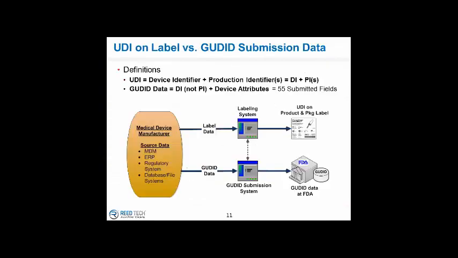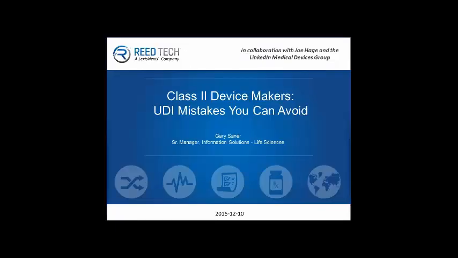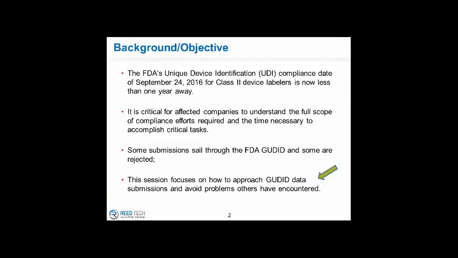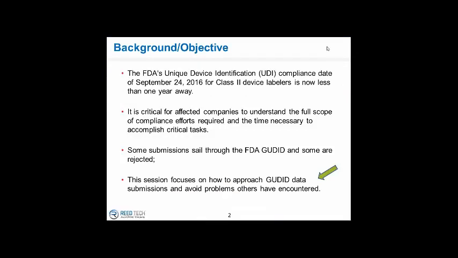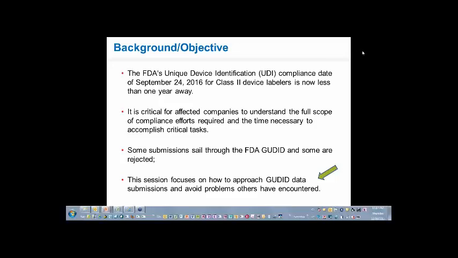Okay, good. All right, so a couple things that we'd like to do to get started, cover a little bit of the background and objectives of the session today. As you know, many of you are Class 2 manufacturers, and you now see a date of September 24th, less than a year, to have UDI marked on your product and to have a submission to the FDA GUDID. So time is marching.